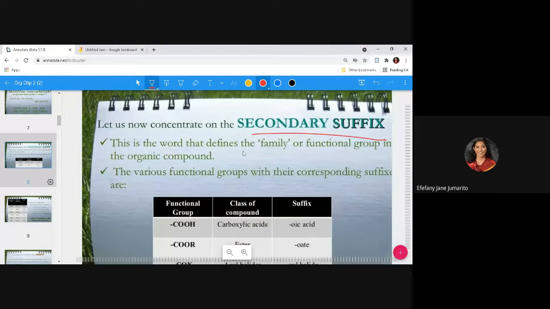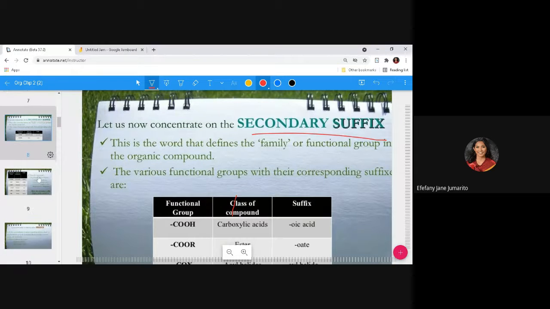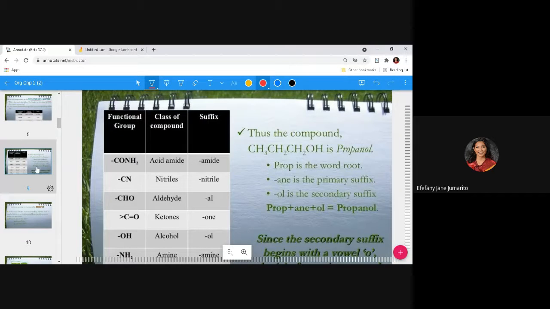This word defines our family or functional group. So functional group, our family, they are the same. And then we have carboxylic, ester, ketones, aldehyde, amides. We have halides. We have carboxylic, esters, ethers. Okay. Now we have this one.